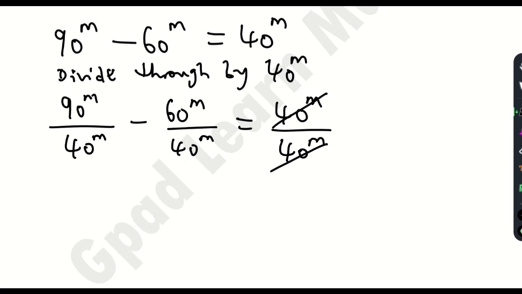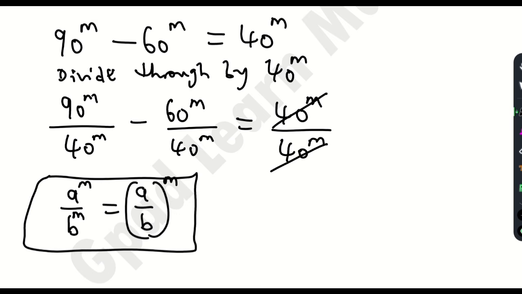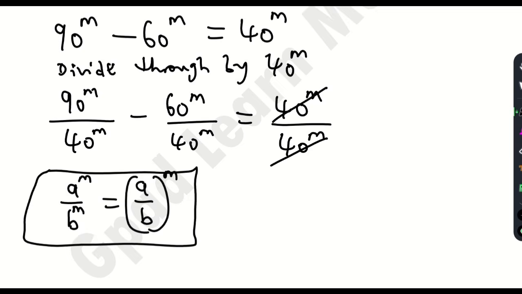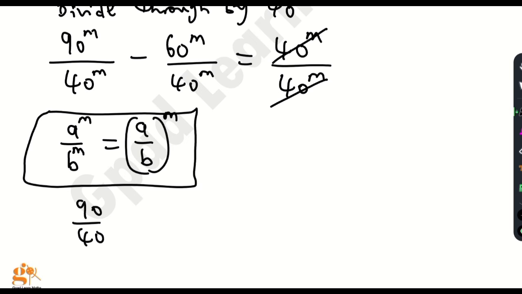Now, from one of the laws of indices, if you have a raised to the power m over b raised to the power m, you can actually rewrite this as a over b because they have a common exponent. I can just use a bracket to group a and b and then assign the common exponent. So I'm going to use this now to reorganize the equation. So I'm going to write 90 over 40, all right, all raised to the power m. See what's happening? Then minus 60 over 40.